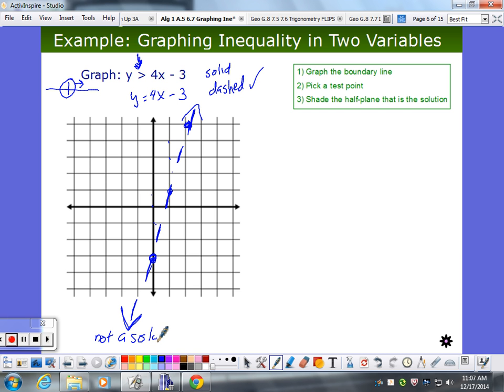So where are the solutions? When it was a number line, they were either to the right or to the left. But they're either going to be above or below. That's where all the solutions are going to be. So how do I know? What I do is I pick a test point not on the line. This is important.